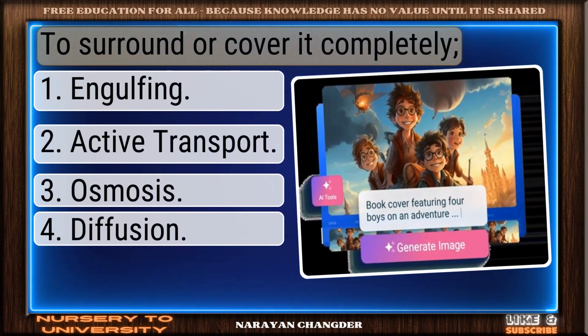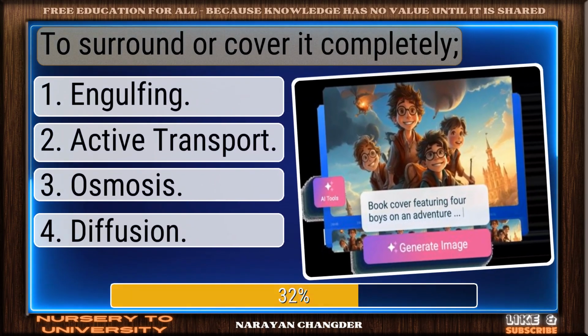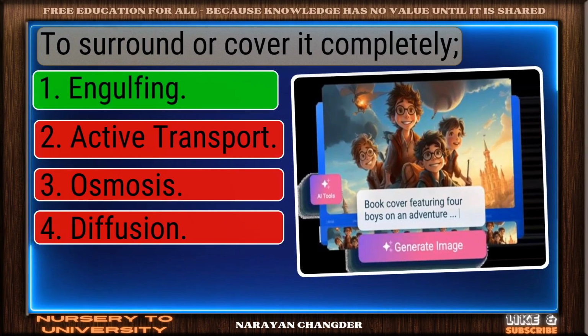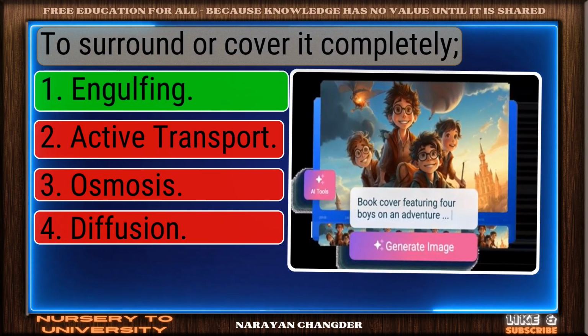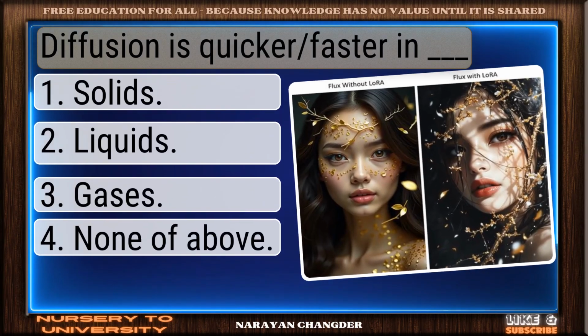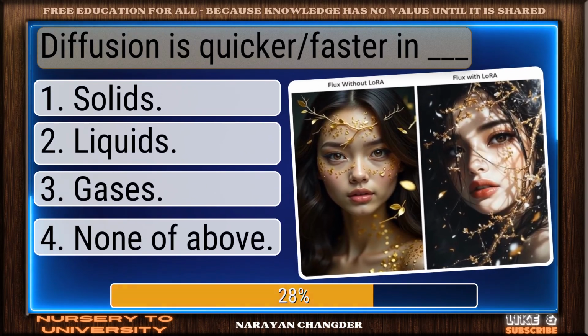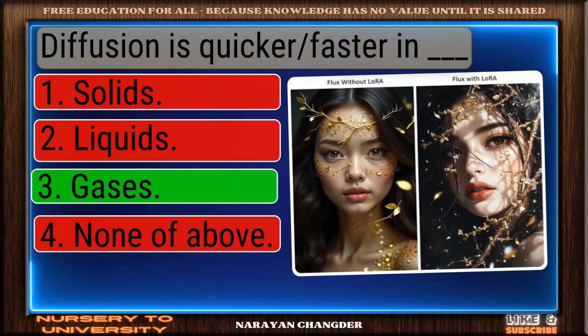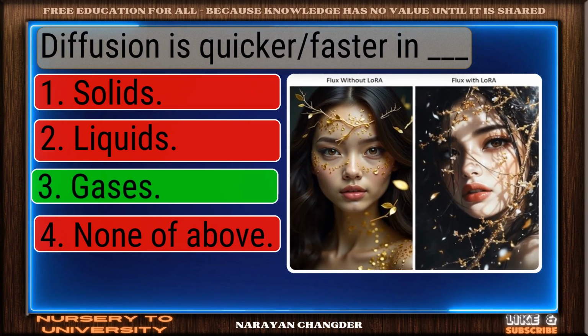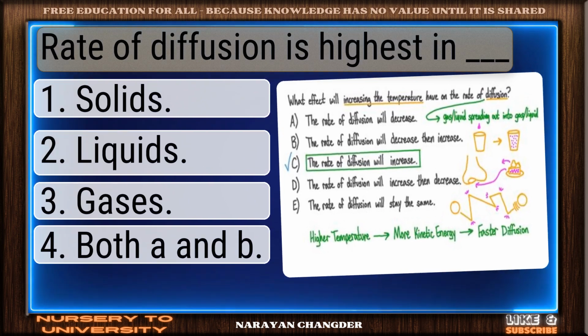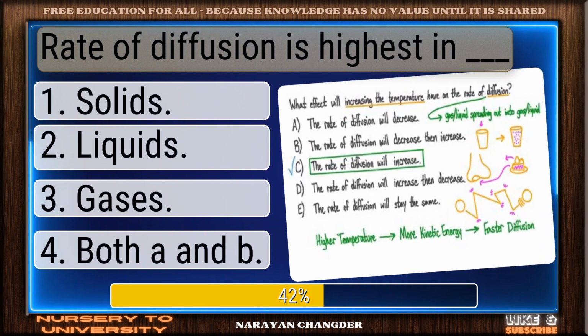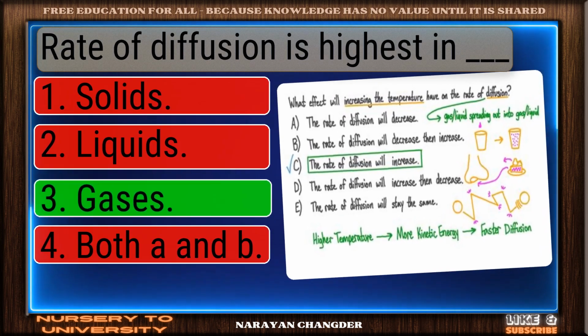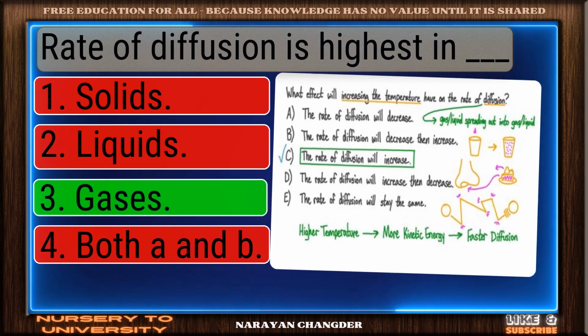To surround or cover it completely. You chose engulfing, and it is correct. Diffusion is quicker, faster in dash. Valid point. Gases is true. Rate of diffusion is highest in dash. Excellent. Gases is a brilliant choice.